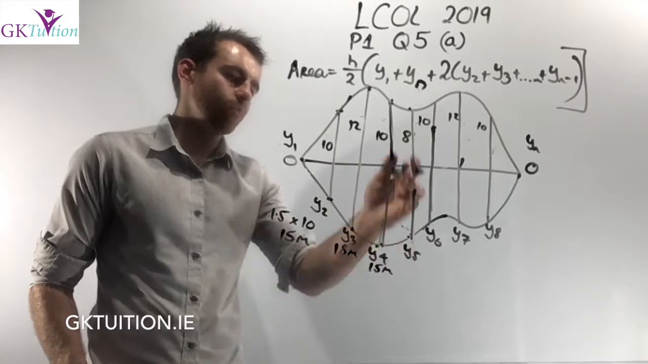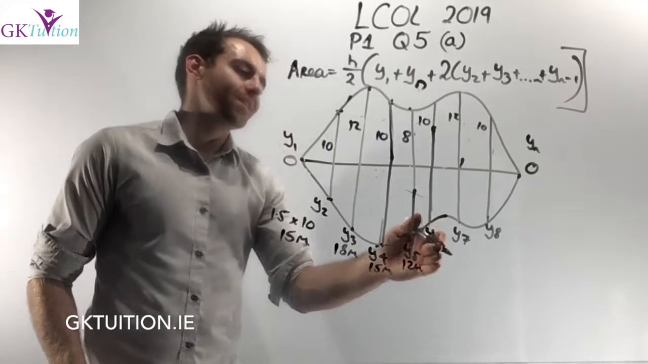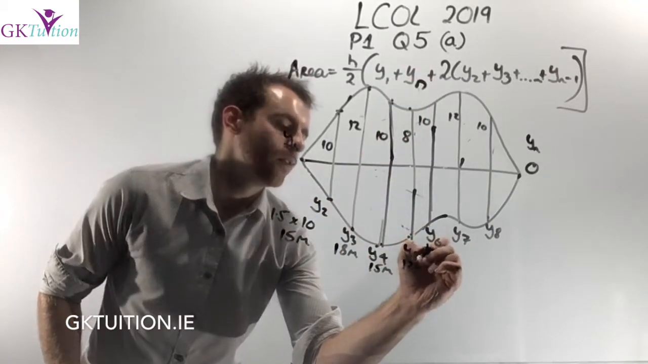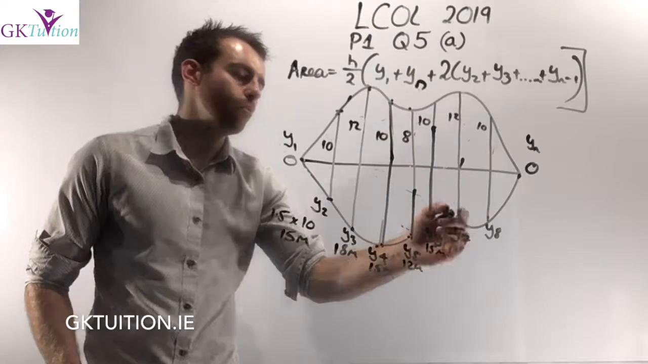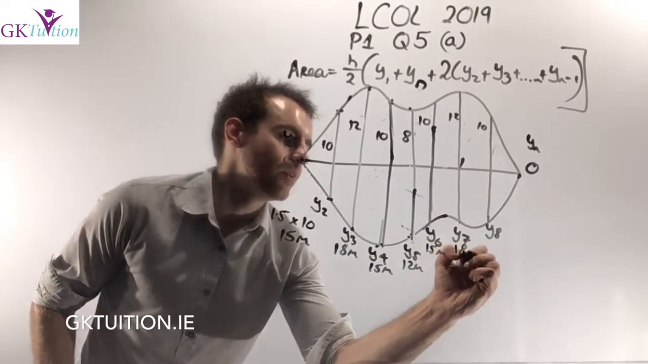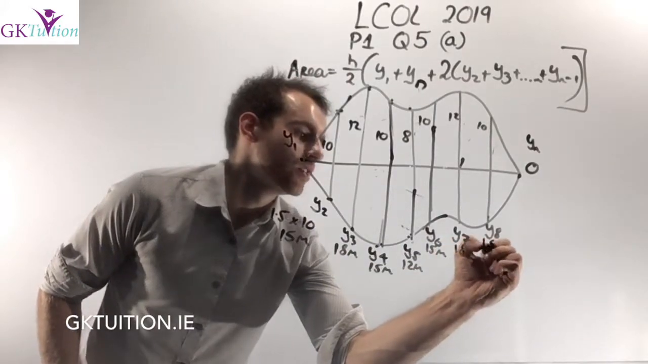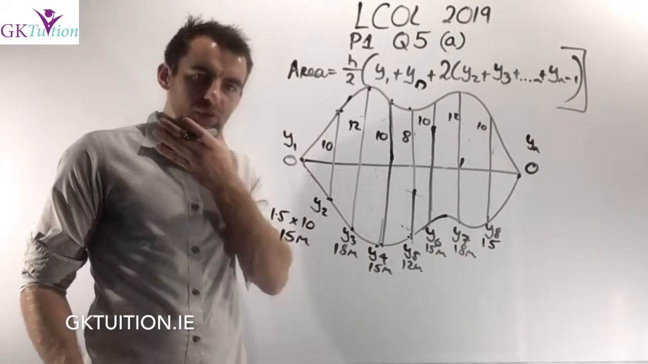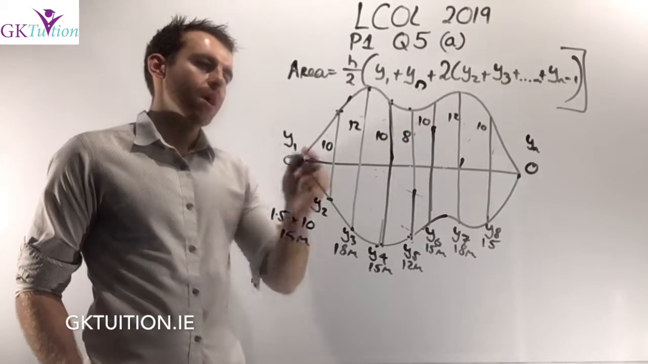Y5 is 8 by 1.5, which is 12 meters. Y6 is 10 by 1.5, that gives me 15 meters. Y7 is 12 by 1.5, which is 18 meters. And Y8 is 10 by 1.5, which is 15 meters. So now we've figured out all of the values we need to sub into our trapezoidal rule.